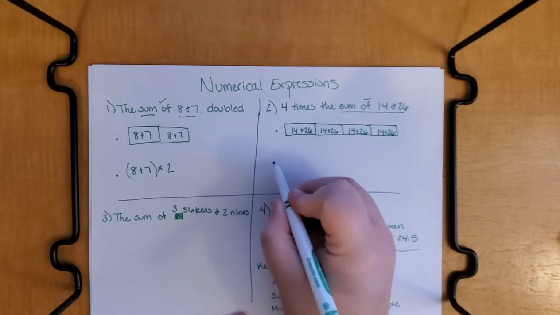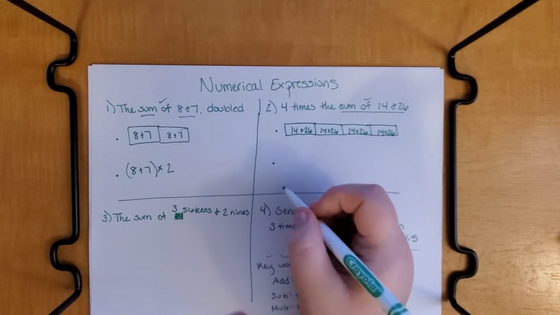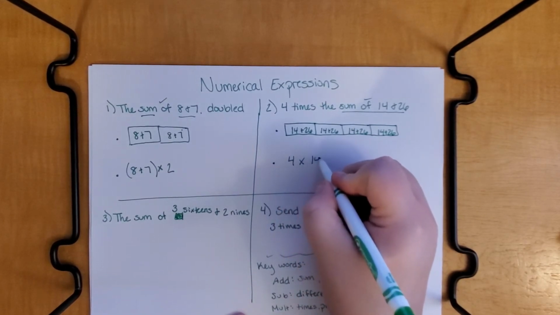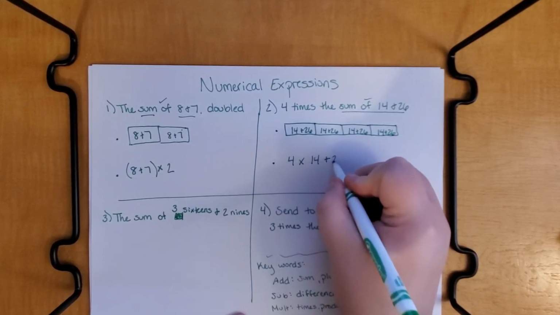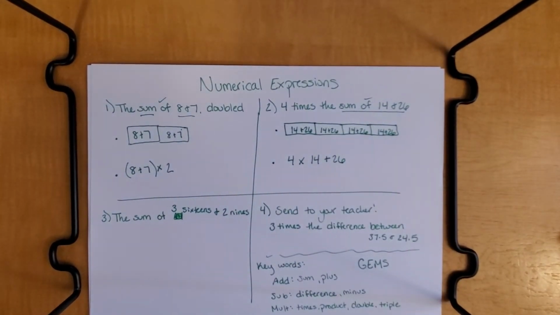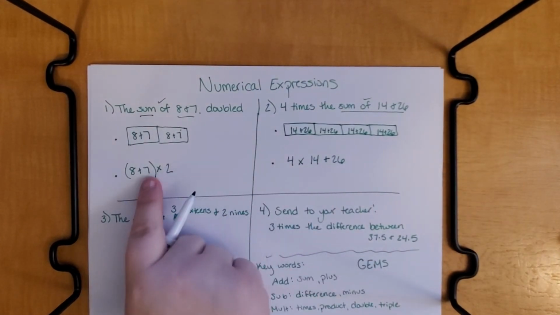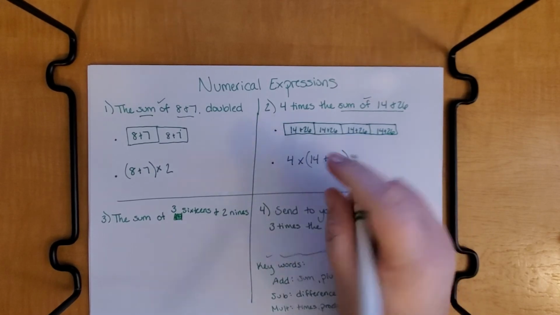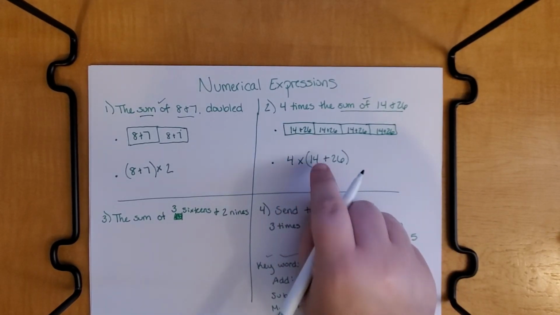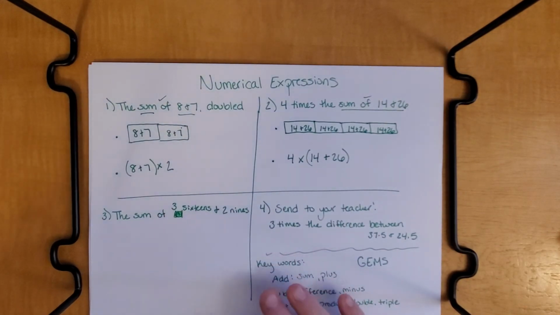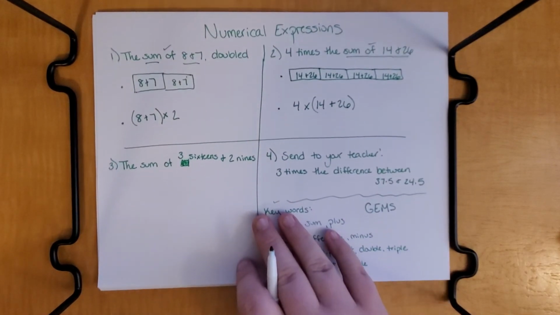There's part 1. Part 2 says to write it now, so let me just write it. 4 times 14 plus 26. Good like it is, or does it need something? If you're thinking it needs something, good. This is just like this one. I need to keep that sum together because I don't want 4 times 14. I want 4 times this value. All right, one more and then you guys are on your own.